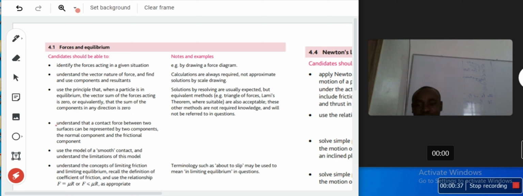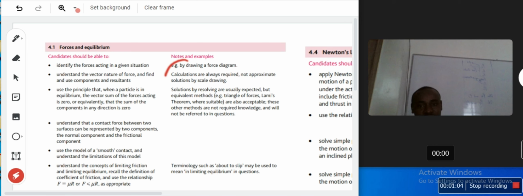Then we need to understand that a contact force between two surfaces can be represented by two components, the normal component and the frictional component. I'll talk about that. And then we use the model of a smooth contact and understand the limitations of this model. And we understand the concept of limiting friction or limiting equilibrium, and use the coefficient of friction, which is F equal to mu R, or F less than or equal to mu R as appropriate.